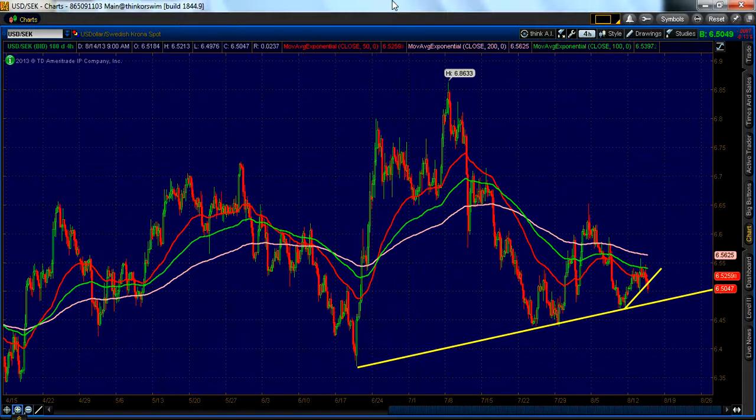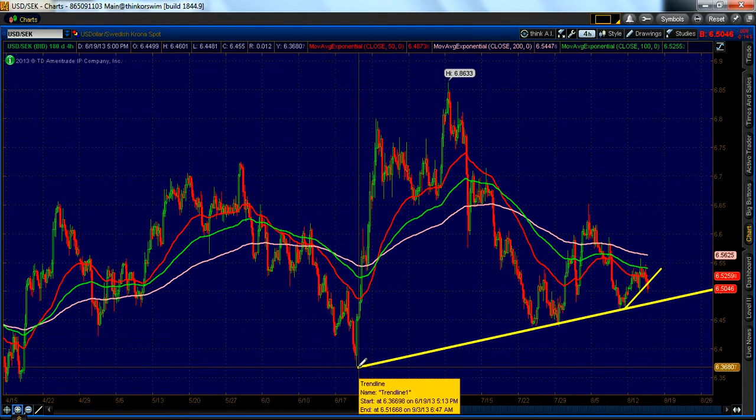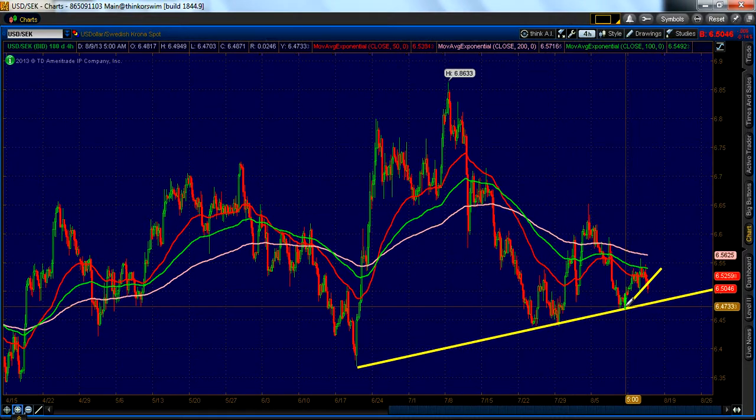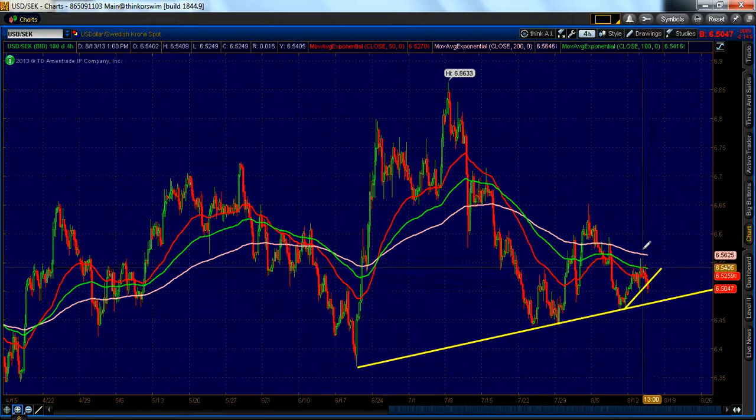Okay, so we are going to look at the 4-hour chart of USD/SEK. A couple things that I want to point out. First, the clearest trend line that we have right now is this one here, connecting these 6.3680 lows through 6.45, and then again we just had another test a couple days ago at around 6.4675 or so. We've begun to break down towards that level again.